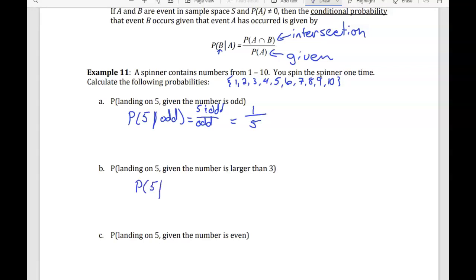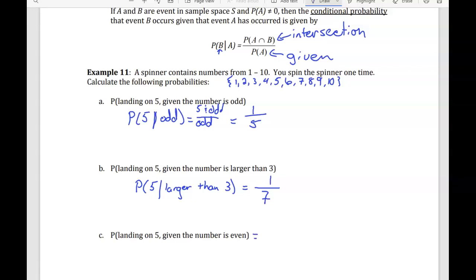Probability that it's a 5, given the number is larger than 3. Okay, so let's look at how many numbers are larger than 3. Start with 4, so 1, 2, 3, 4, 5, 6, 7. That's our denominator. We're looking for the number 5. There's only one number 5.